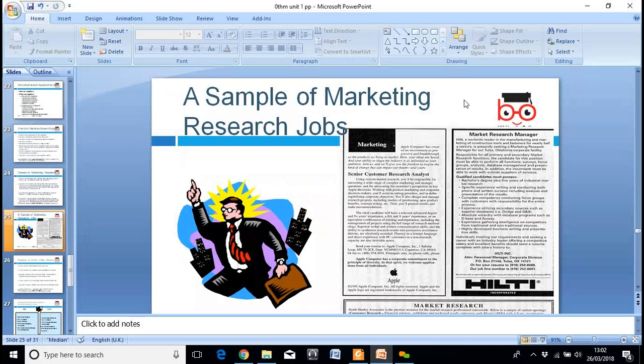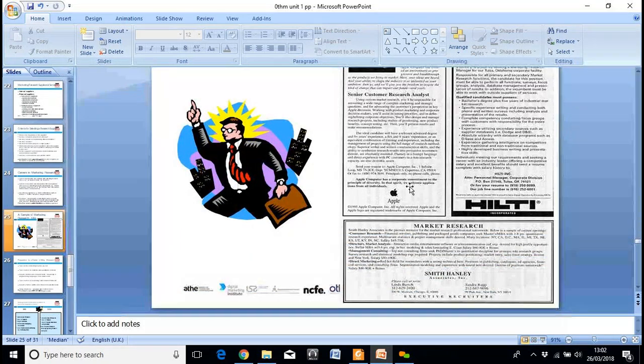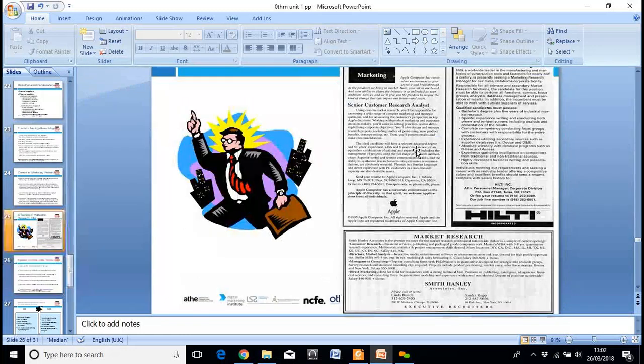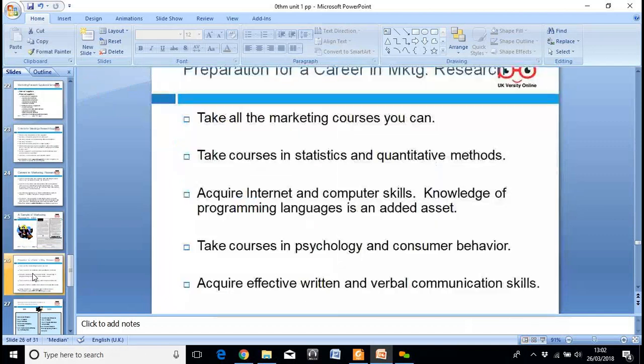Research jobs are a sample of marketing research jobs. So you've got the customer research analyst, the marketing research manager, different operations within the system. There are opportunities for employment.